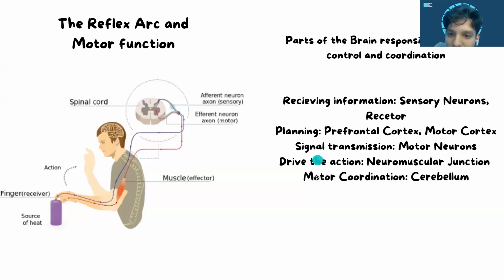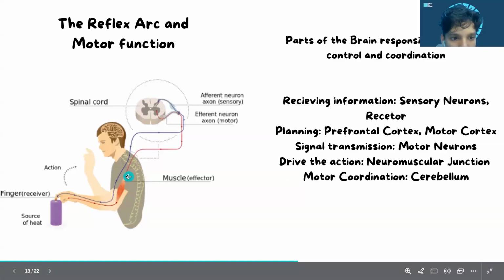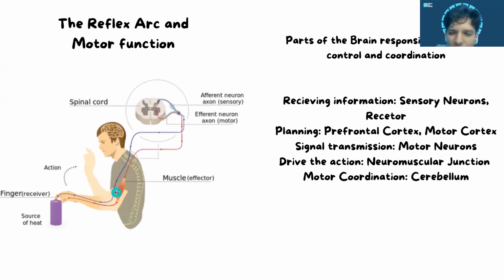So yeah, signal transmission: motor neurons drive the action, the neuromuscular junction. Between the motor neuron and the muscle, there's quite a complex neuromuscular junction. It's a chemical, complex process. That shows how the muscles are contracted and relaxed.